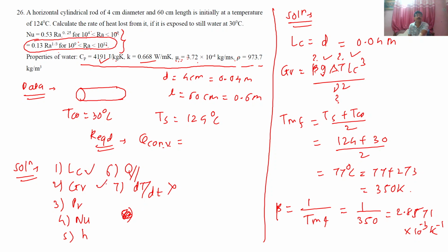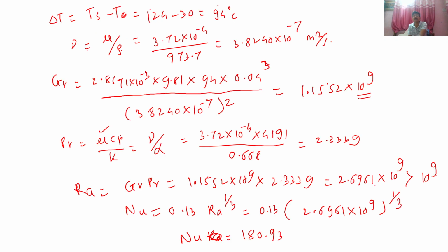I think I have reached up to the Nusselt number. The next step is to determine the value of h from the Nusselt number. What is the formula? h is equal to Nu k by Lc. This is the formula. Nu is how much? 180.93.